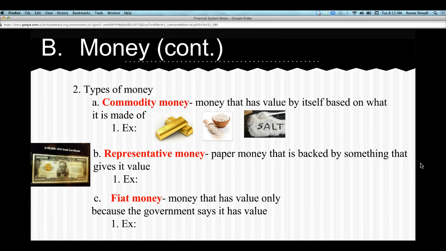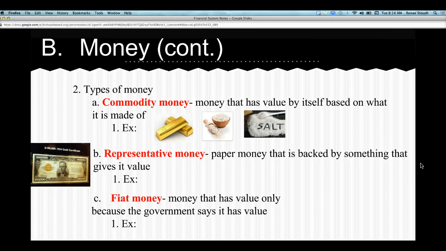So which of these, commodity, representative, or fiat money, is the American dollar today? Fiat. Anybody have money on them, like a paper bill? Could be $1, $5. We got $1? I got $1.